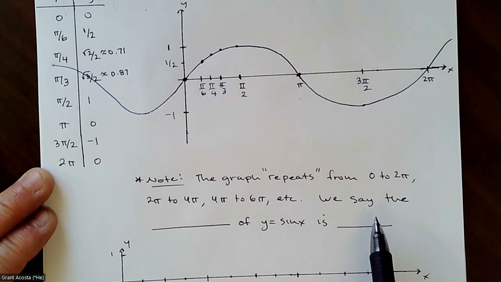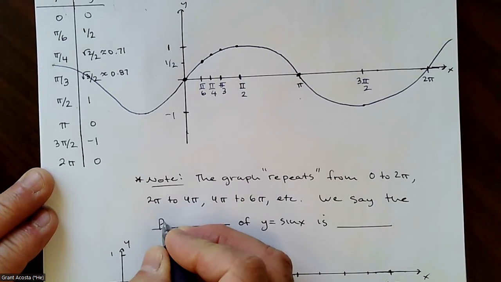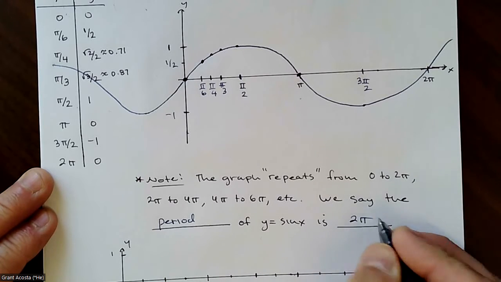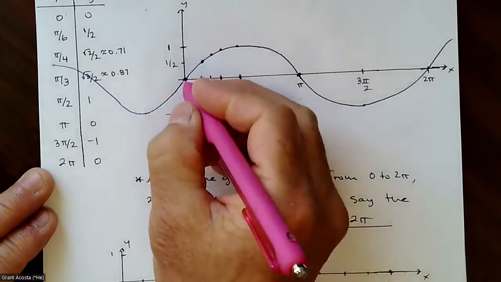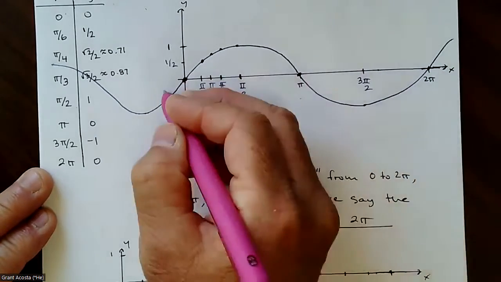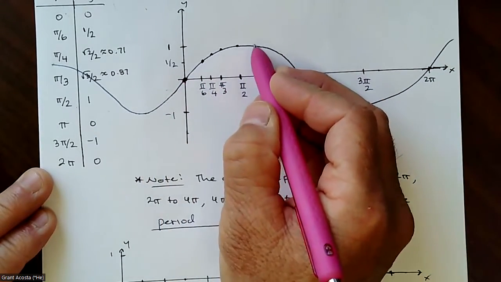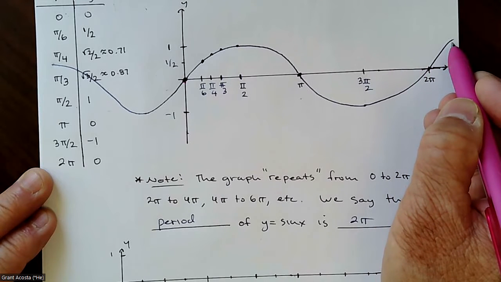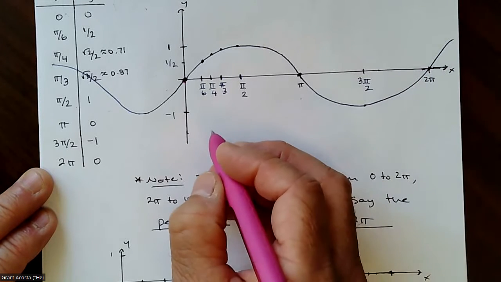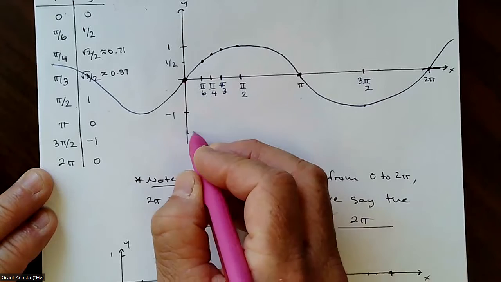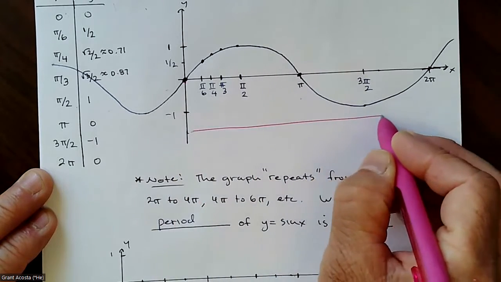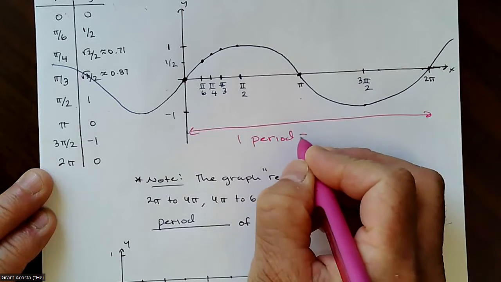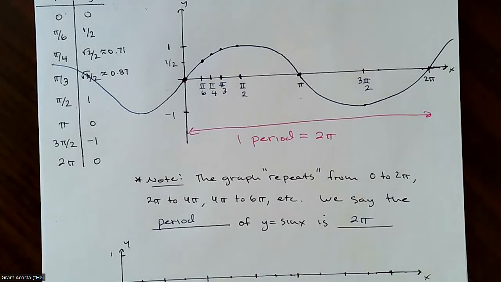So we say that the period of y equals sine x is 2 pi, because if I go from 0 to 2 pi, I've completed one cycle where it's gone up, back down, gone down, and then right back up to the x-axis. And if I kept going, it's going to do the same thing. So this distance from 0 to 2 pi is referred to as one period of a sine graph. And it's 2 pi.